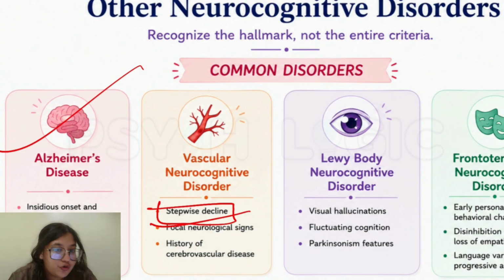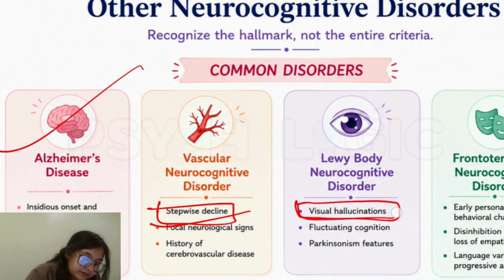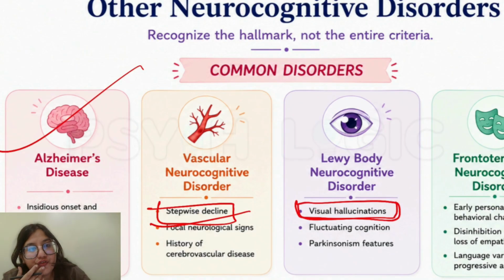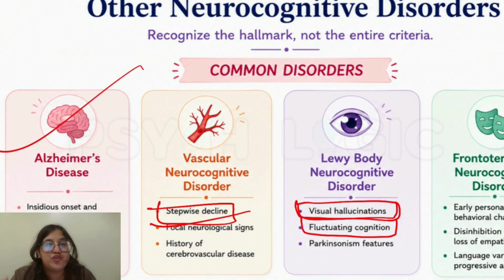Then we have Lewy body neurocognitive disorder. Here the first hallmark is visual hallucinations. Patients commonly see people, children, animals that are not actually present. And there is also fluctuating cognition. Some days, even some hours, seem normal, and then later the same day they'll seem extremely confused.